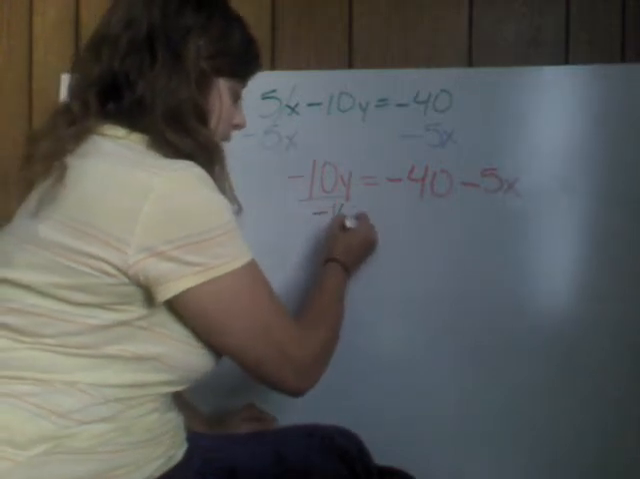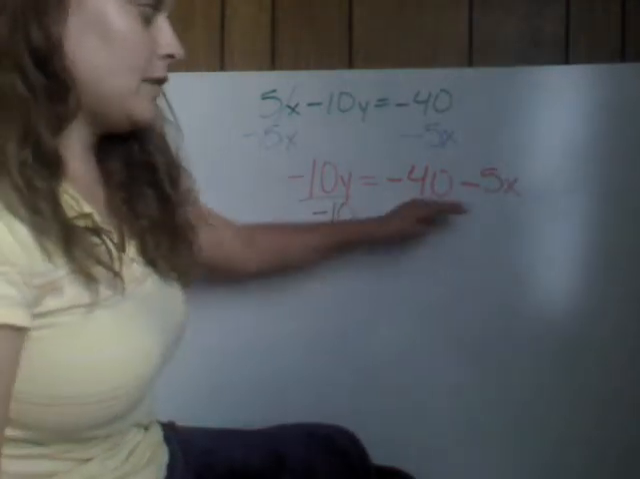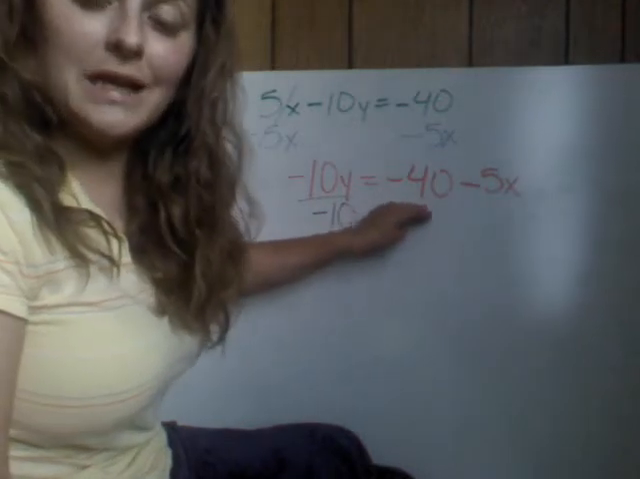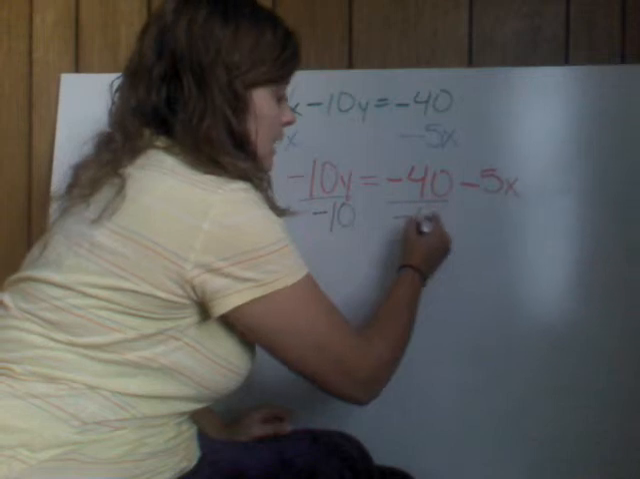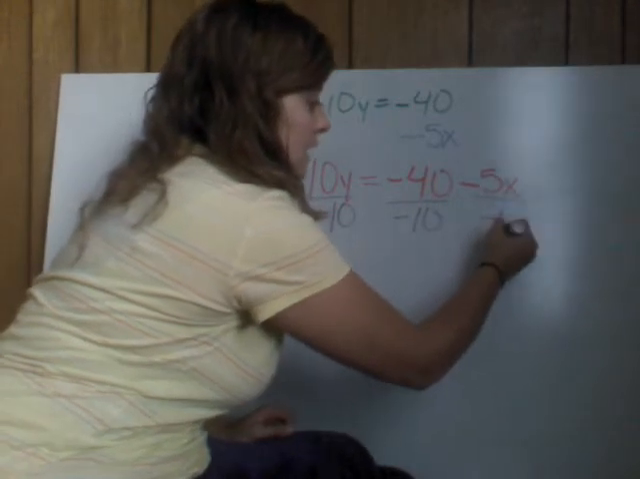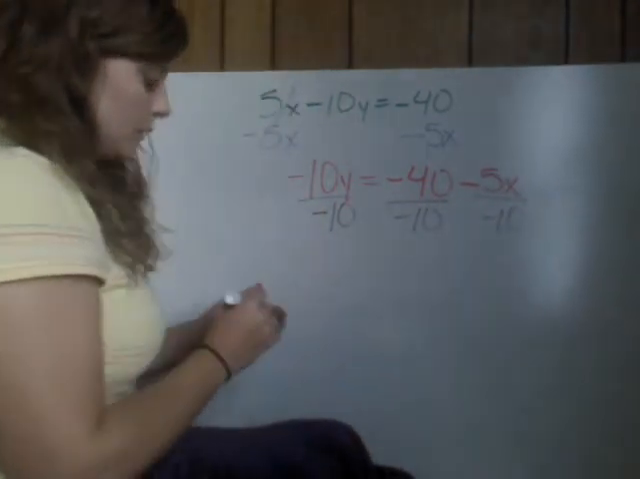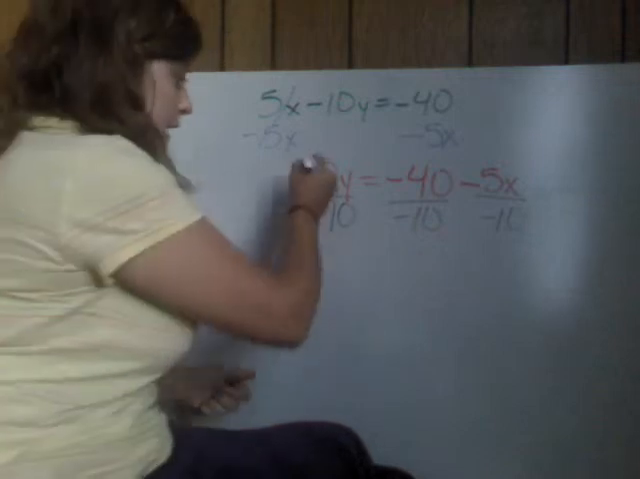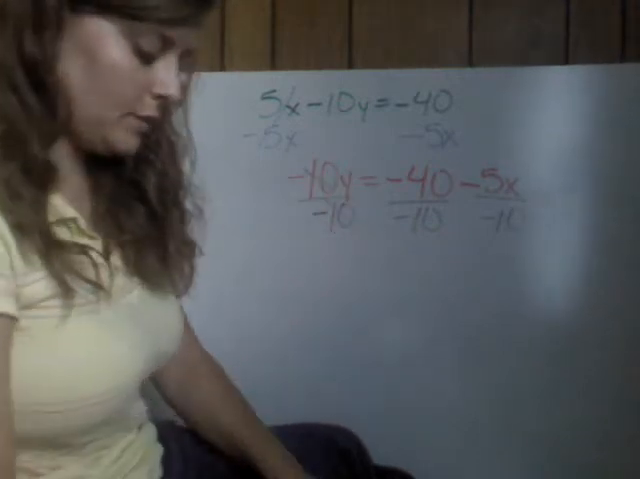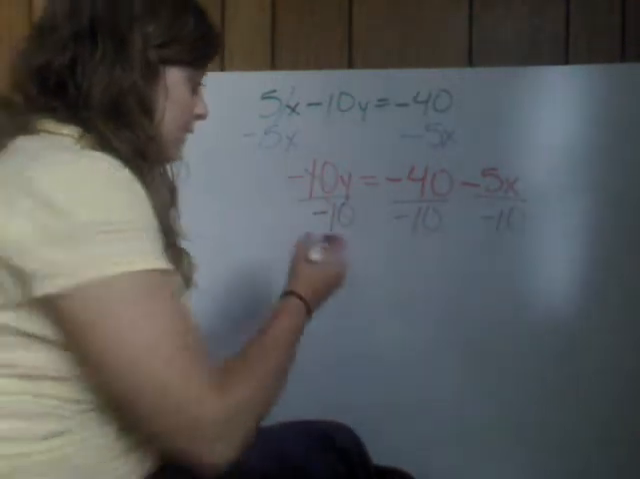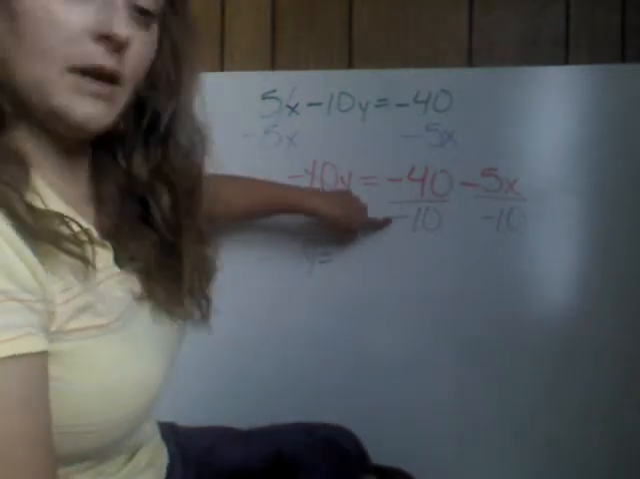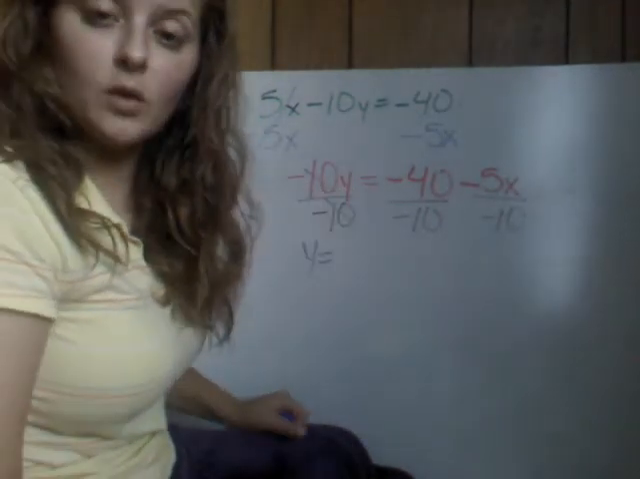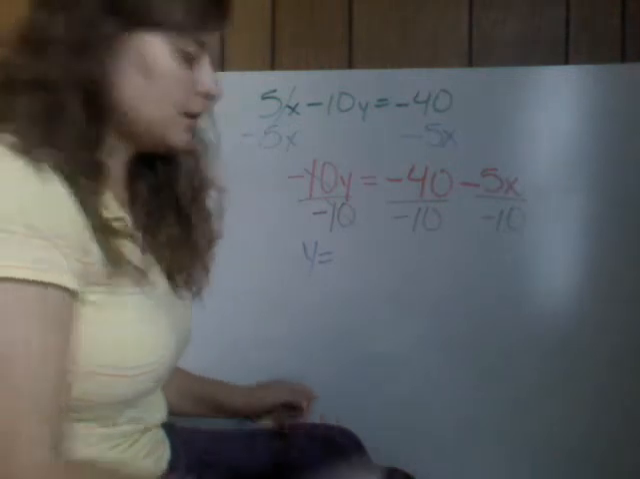Let's see. Now I want to get the y by itself. I'm going to divide by negative 10. Now I have two numbers over here, so I have to divide each number by negative 10. So negative 10, negative 10. So these are going to cancel out. I don't have to worry about that now. And I'm going to have y equals, now negative 40 divided by negative 10 is a positive 4, because a negative divided by a negative is a positive.